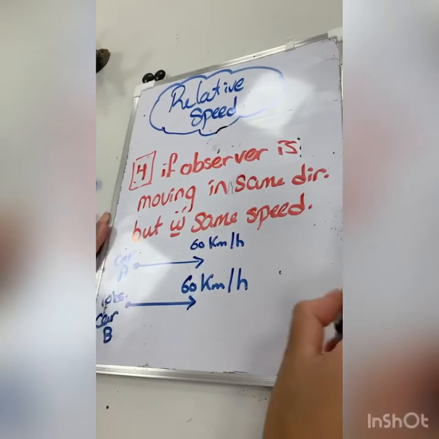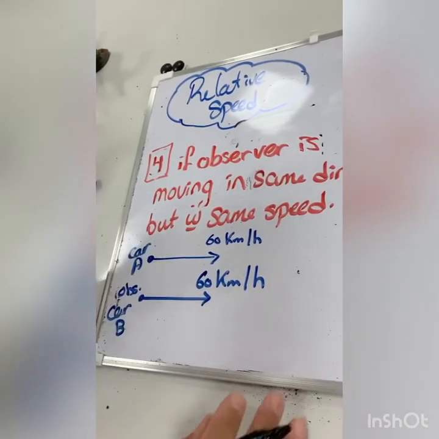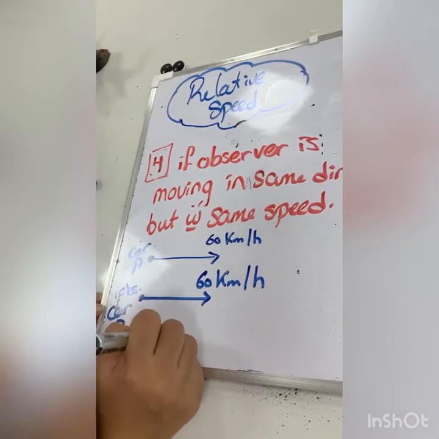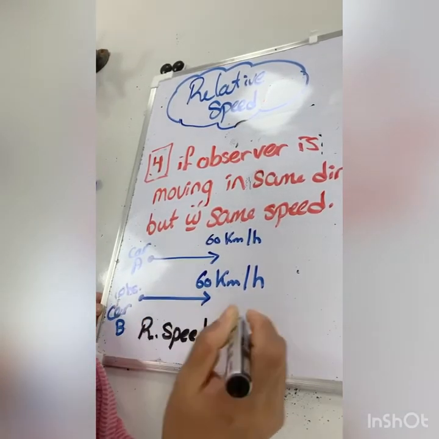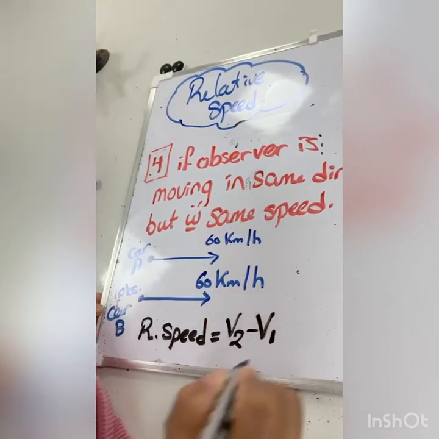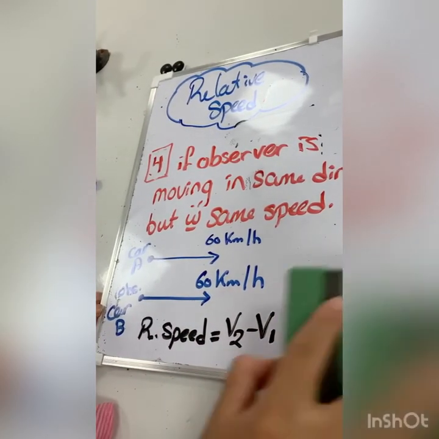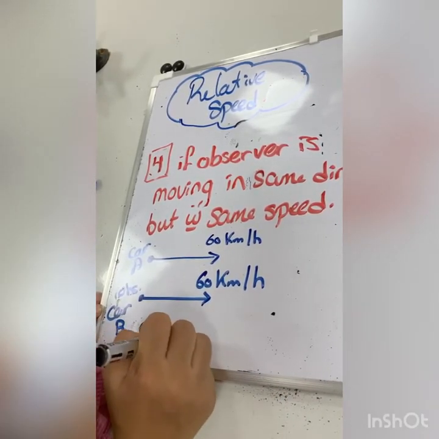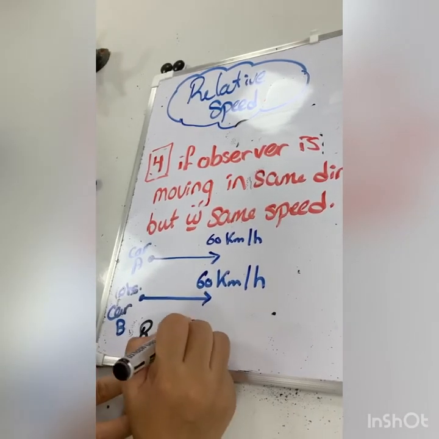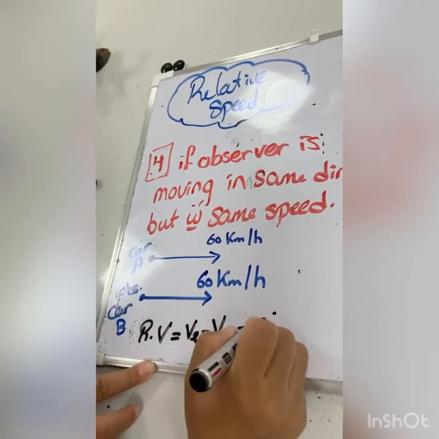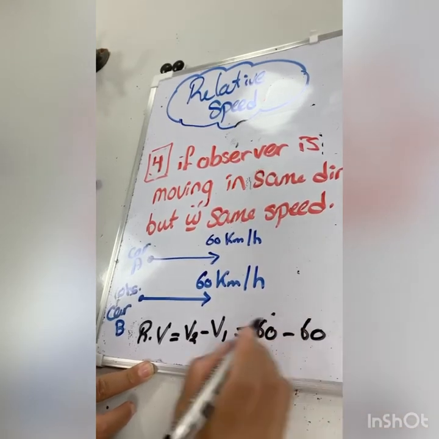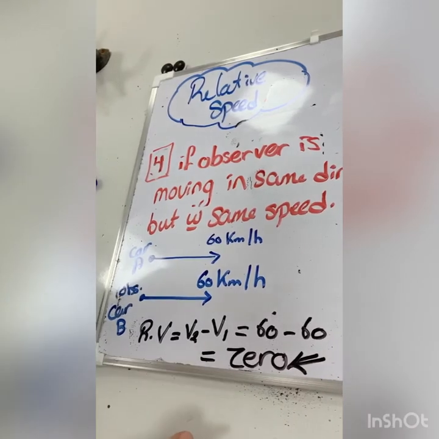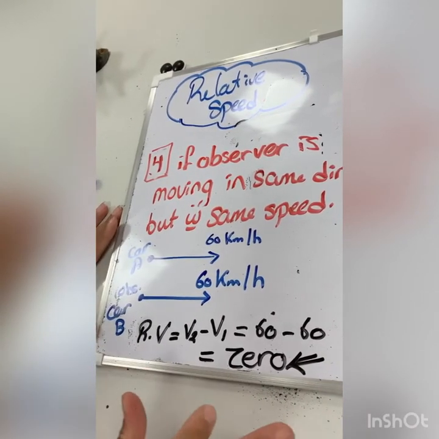From case number 2, we knew that when the observer is moving in the same direction, the relative speed equals V2 minus V1. In this case, relative speed equals V2 minus V1, which is 60 minus 60, which means 0. What's the meaning of this? What's the meaning of the relative speed equal to 0?